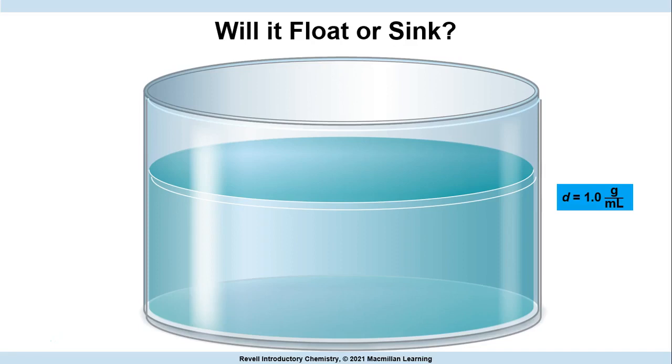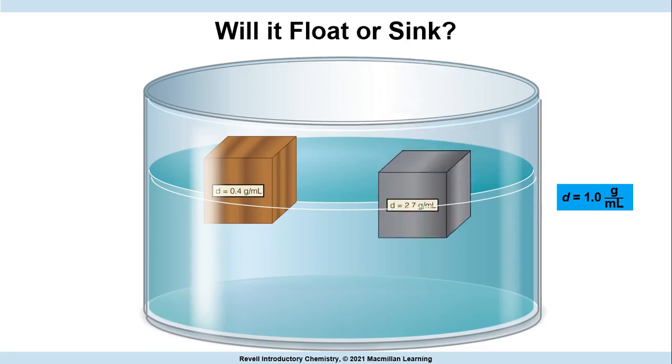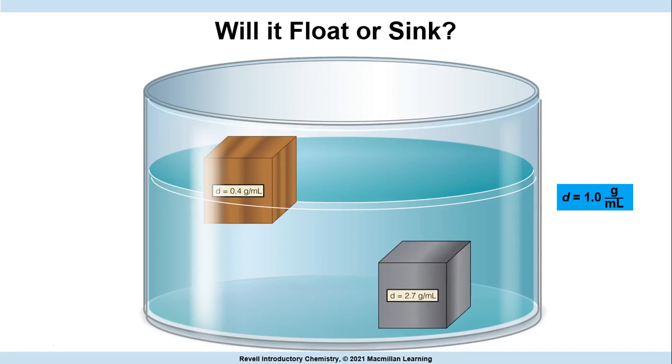Now, we have water here with a density of 1.0 gram per milliliter, and we will be given a block of wood and a block of aluminum. So which one is going to sink and which one is going to stay at the top, and why? We see here that the block of wood with a density of 0.4 grams per milliliter is less dense than water, which has a density of 1. And the aluminum is going to sink because it has a density of 2.7 grams per milliliter. So it sinks because it has a higher density.